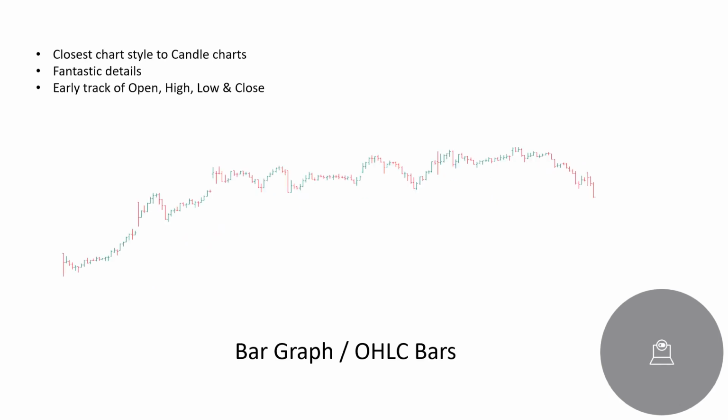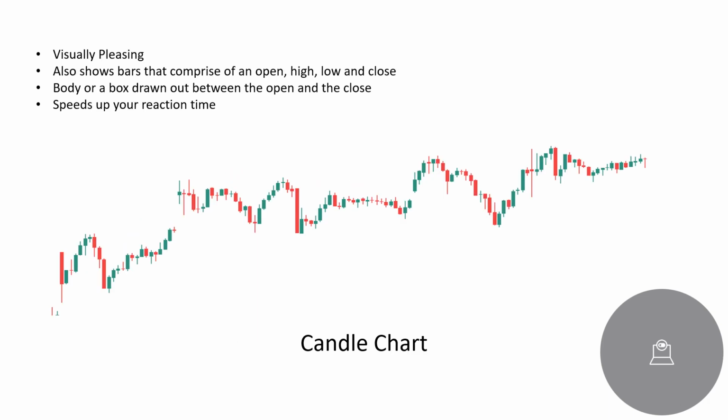So bar graphs, which are made up of OHLC bars, are probably the closest charting style to the candle chart. They show us brilliant views of price action in fantastic detail. With this chart view, you can easily track the open, high, low, and close of each period of time, and easily apply this in your technical analysis. My suggestion, however, is to rather focus on using the candlestick chart.